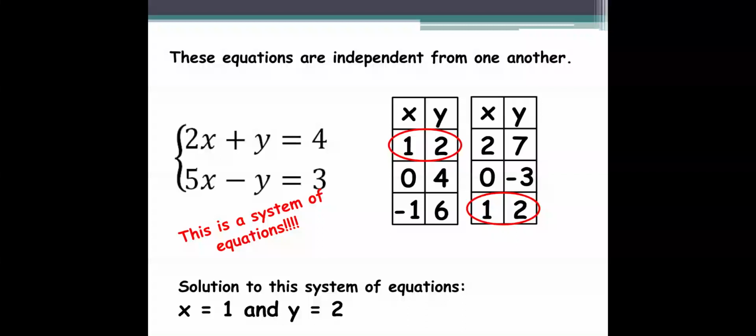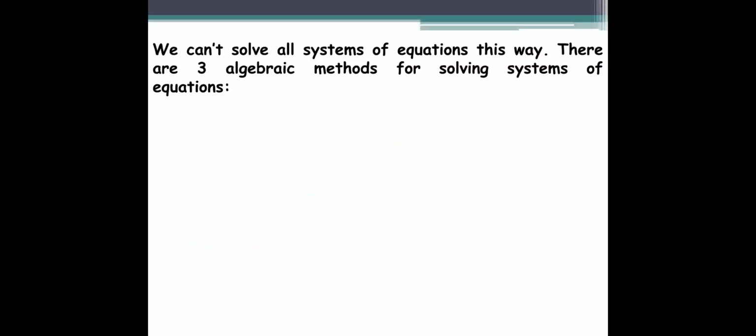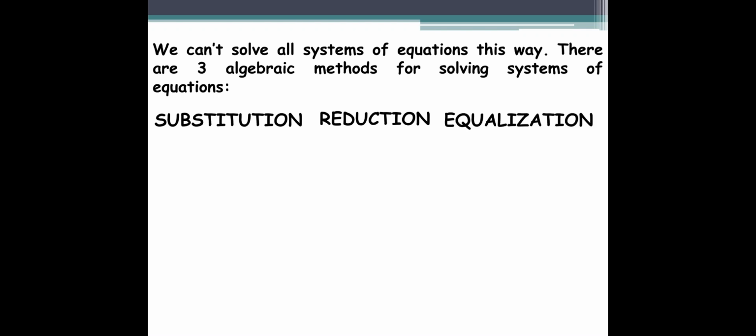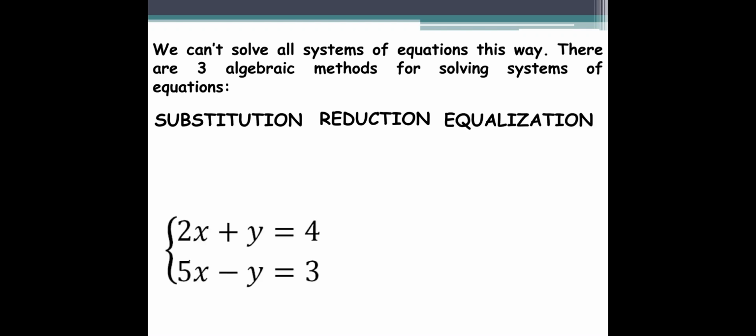But you might not choose these numbers at random. So we're going to learn a different way to solve a system of equations. There are three algebraic methods for solving systems of equations: substitution, reduction, and equalization. Today, we'll look at substitution.